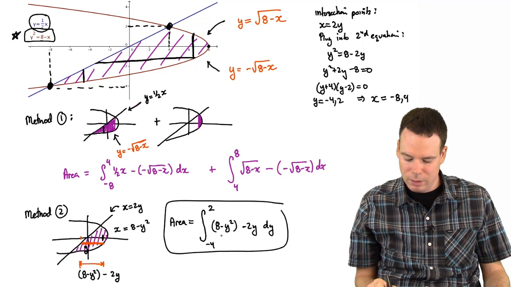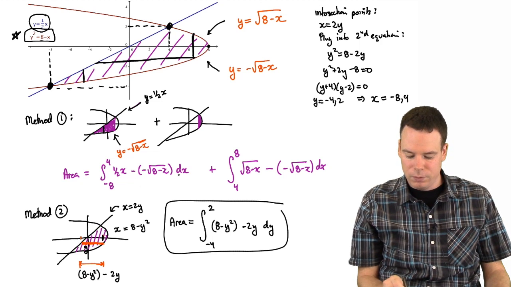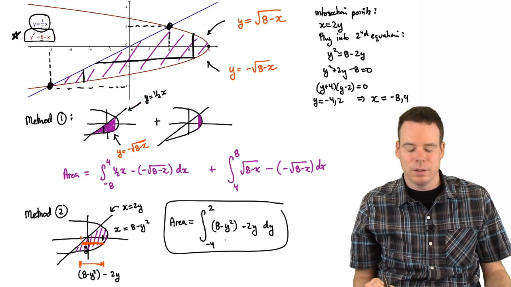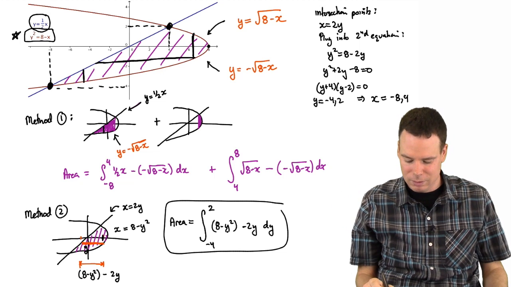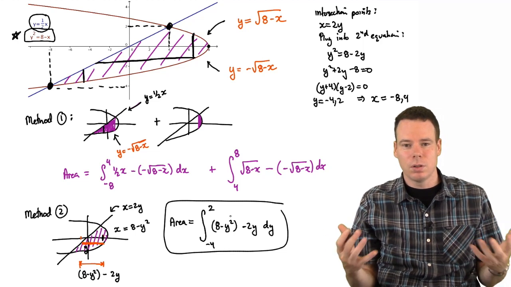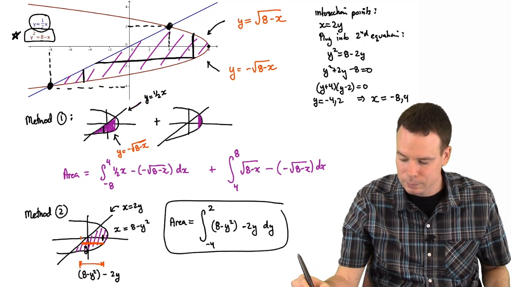What's nice about this one is it doesn't involve any square roots. Method 1 involved 2 integrals, both of which involve square roots. This one involves just a single integral. The worst function that appears, the worst in the case of complexity for antidifferentiation, is y squared, which is not really complex at all to integrate. So method 2 is very nice in this case.